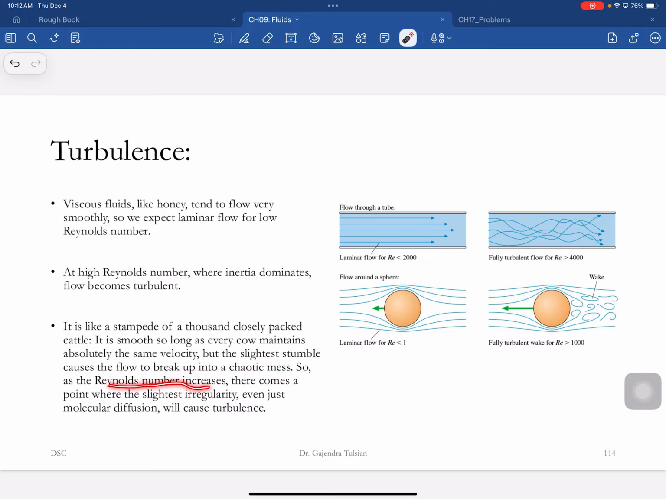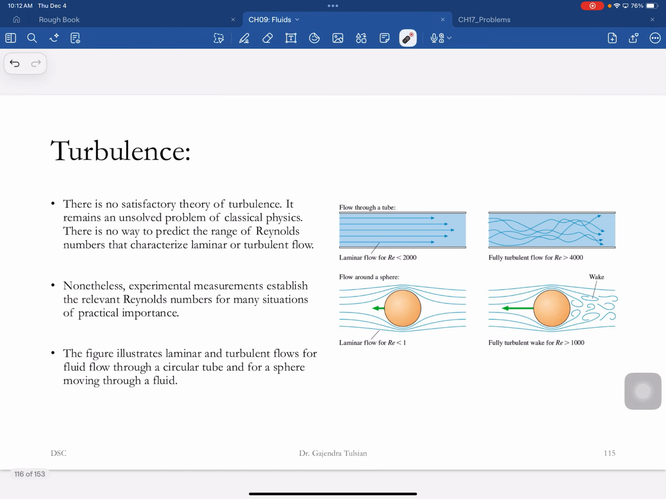So as the Reynolds number increases, there comes a point where the slightest irregularity, even just molecular diffusion, will cause turbulence. There's no satisfactory theory for turbulence. It's an unsolved problem in classical physics.